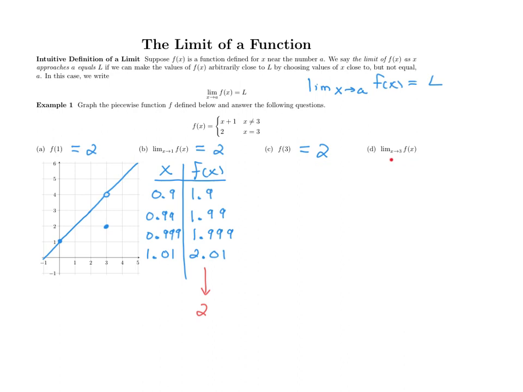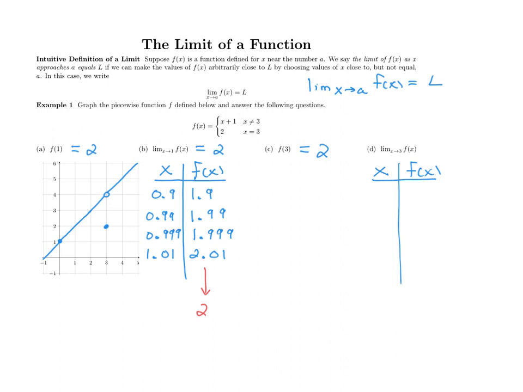But what is the limit as x approaches 3? Will it be the same thing as the answer for part C? Let's again use a table to try to figure this out. So I'll draw a table down here. It'll be x versus f of x. And the point of a limit is to never use the number 3. You can use numbers that get closer and closer to it, but you just can't use 3 itself.